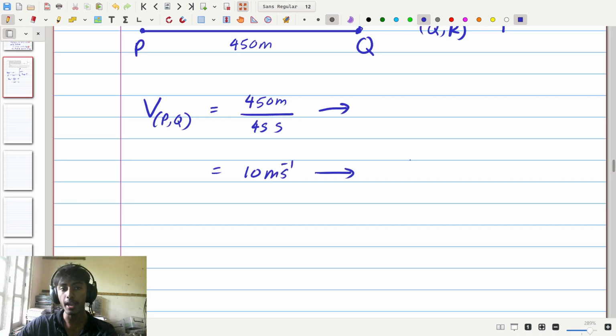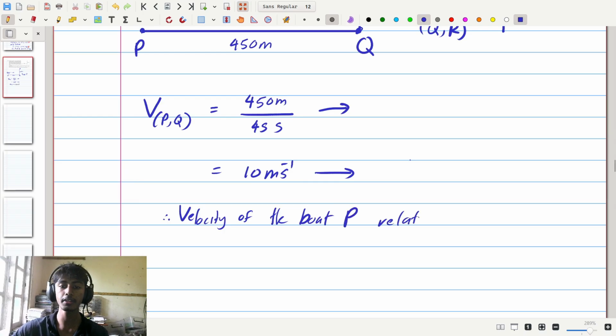Now according to that, the velocity of the boat P relative to the boat Q is 10 meters per second in the rightward direction. So we can say something like the velocity of the boat P relative to Q is 10 meters per second in the eastward direction.